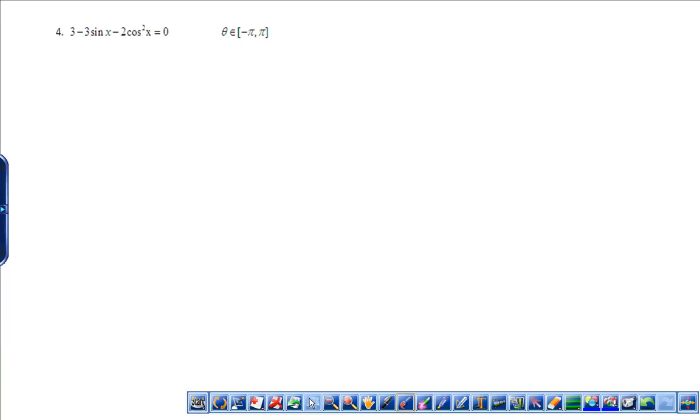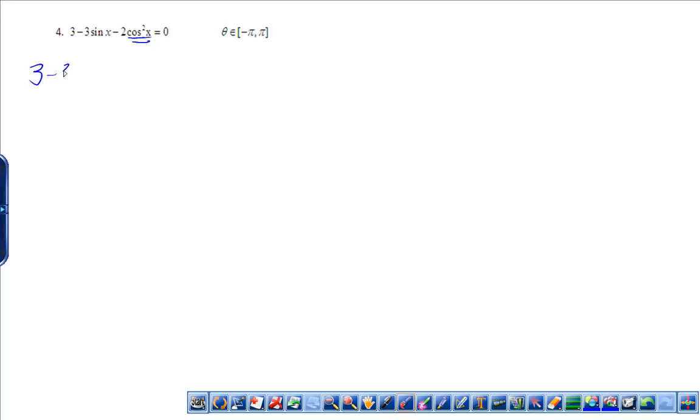Okay, for the last one, we're going to do some different things on this one. We are in radians, so I want answers from negative pi to pi. And this one is a trinomial, 3 minus 3 sine x minus 2 cosine squared x. Now, I do notice I've got a sine and a cosine, but I did notice that it's a trinomial. So I'm going to try to replace this so that I've got all sines.